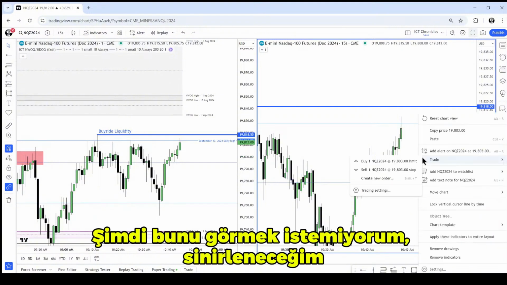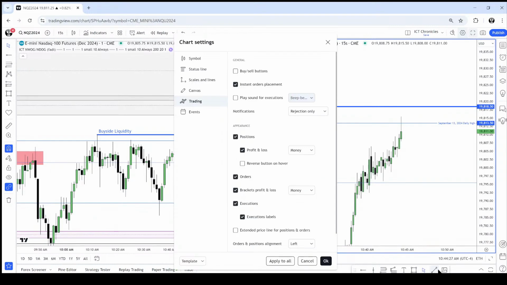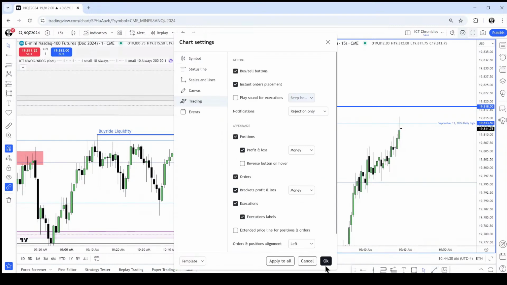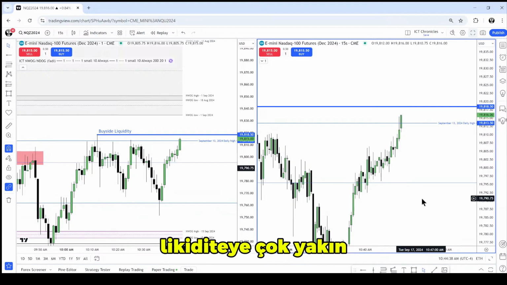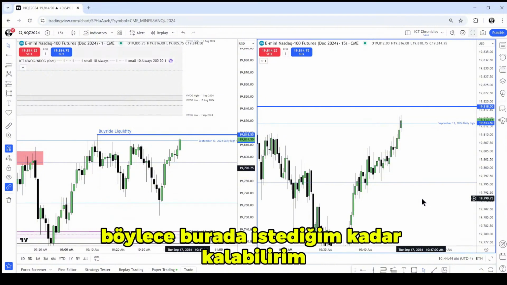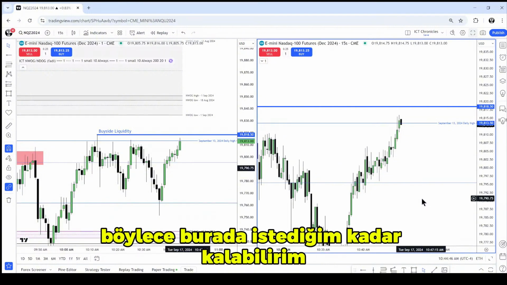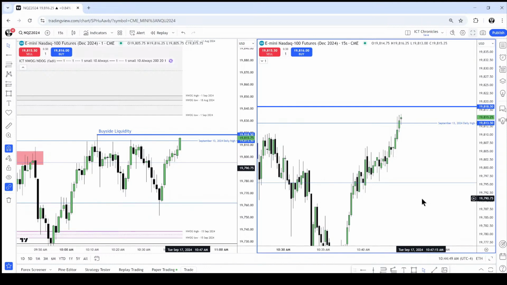I don't even have my buttons open. It's too close to the liquidity. I can wait. I don't have a job and I don't have anything to do today, so I can stay here as long as it takes.